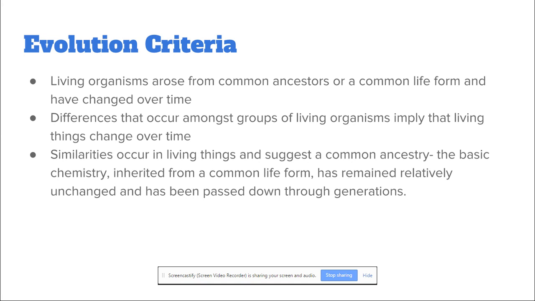The differences that occur amongst groups of living organisms imply that living things change over time, and that similarities in living things suggest a common ancestry. The basic chemistry, inherited from a common life form, has remained relatively unchanged and has been passed down through generations.